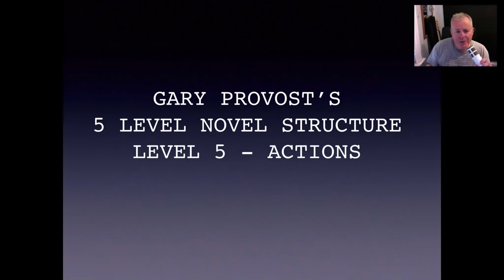In this video article, we're going to look at level 5 of Gary Provost's 5-level novel structure. And level 5 is about actions, which are sentence-level movements.